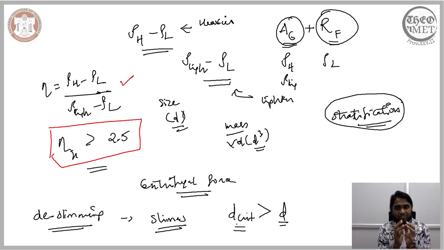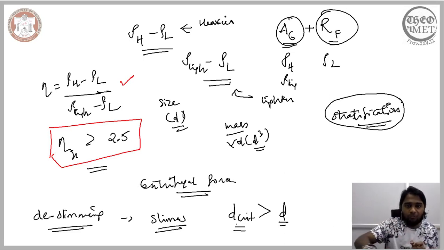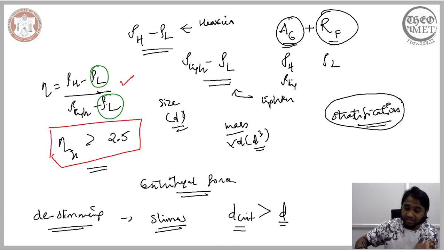So what these slimes do, because of their minuscule, microscopic sizes, is tend to get suspended in the medium in such a way that the overall density of the liquid gets changed, it gets increased.